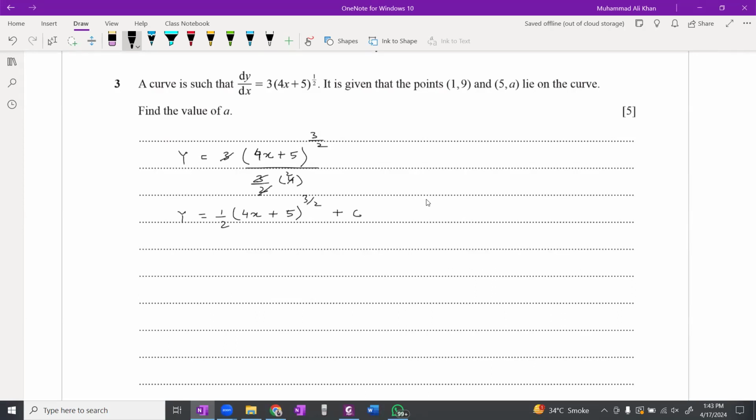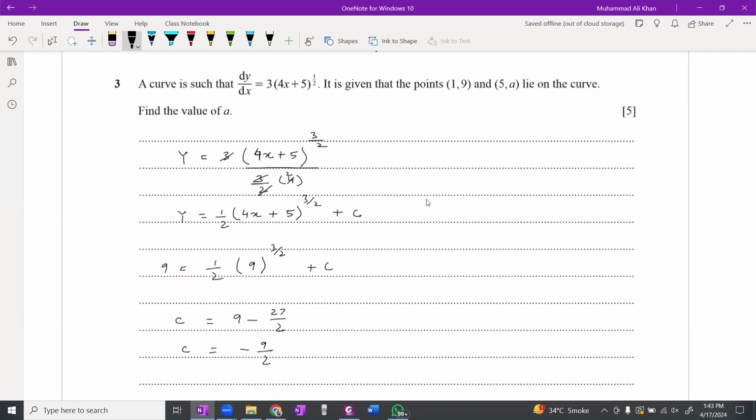Now the first coordinate, 1 and 9. When y is 9, 1 upon 2, x is 1, so it will be 4 plus 5, 9, 9 power 3 upon 2, plus c. So what is the value of c? It will be 9 minus 9 power 3 upon 2, which is 27. So here it is 27 by 2. So the value of c is minus 9 over 2.